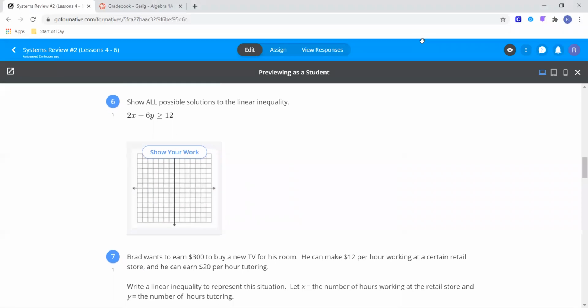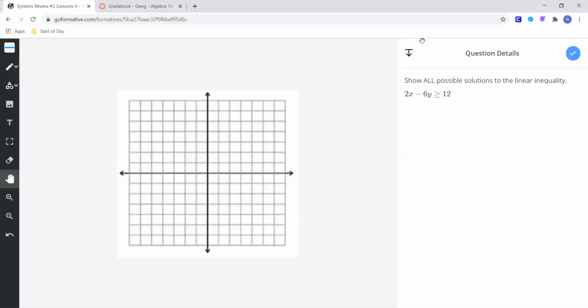Okay, number 6, show all possible solutions again. Before I do anything, I should say this is going to be a solid line, equal to, solid line. I need to get y by itself though, so I need to subtract 2x. So I get negative 6y greater than or equal to negative 2x plus 12.